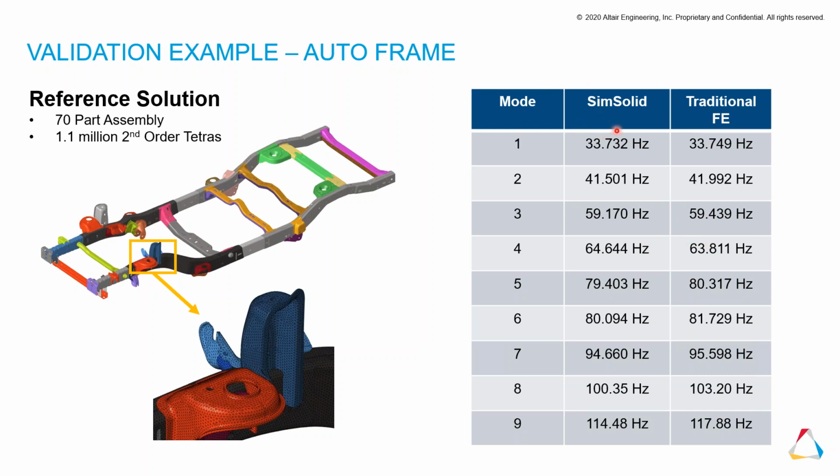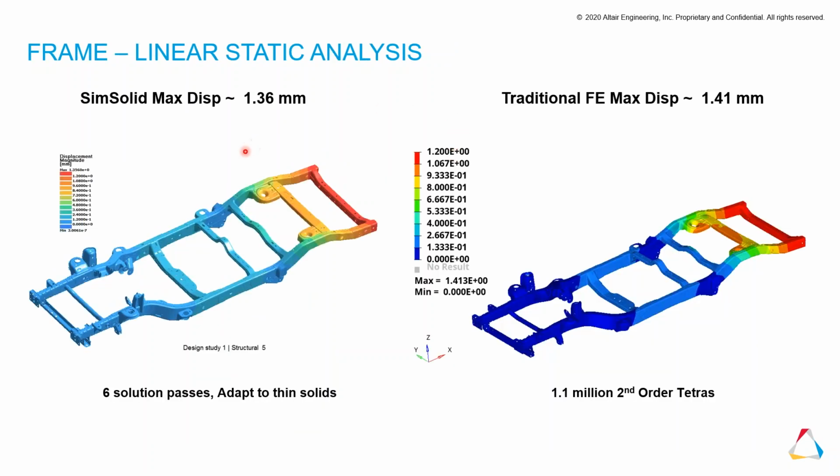So this is a modal analysis. You can see that we match pretty well. And in terms of displacement or in terms of stiffness, you can see that in SimSolid, the maximum displacement here is about 1.36. When we run it with the second order tetra, we usually get 1.41. So pretty good margin of error here as well. Right. And here, of course, we just increase the solution passes to 6 times. Here we need to mesh with a second order 1.1 million tetra.